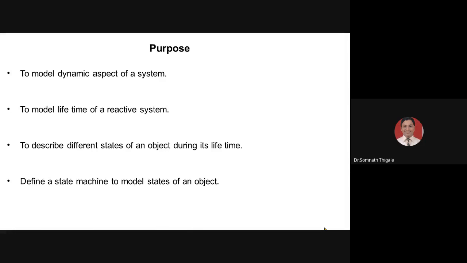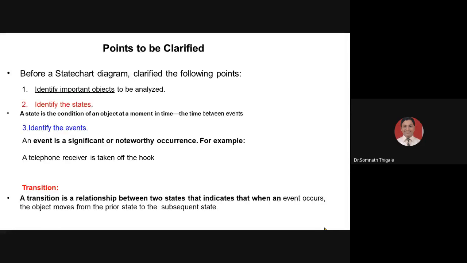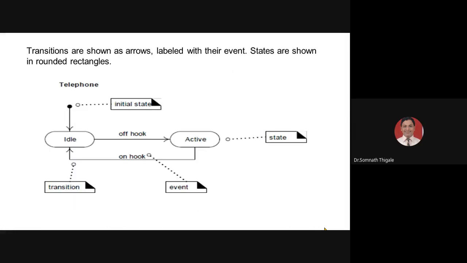The state machine model defines a state machine to model the states of an object. See here, the simple part. The transitions are shown as arrows, the same as in the activity diagram we have discussed. Activities are the same, but here the notation is somewhat changed. They are represented with simple rounded rectangles.